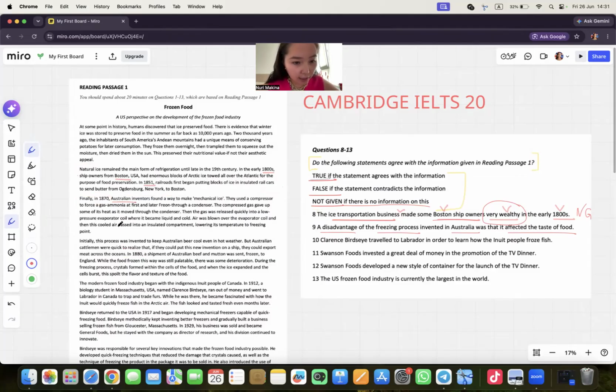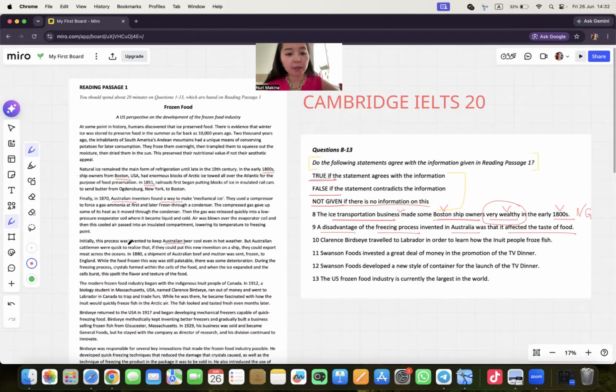I see it. And we also see Australia initially in the fourth paragraph. And now we have to find the word disadvantage or freezing process. Do we have anything about the freezing process in paragraph 3? Let's read it. Finally, in the 1870s, Australian inventors found a way to make mechanical ice. Okay, found a way. We have to find the word invented. Do we have anything invented here?